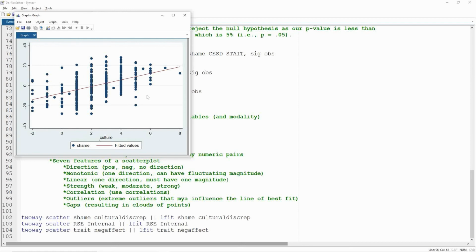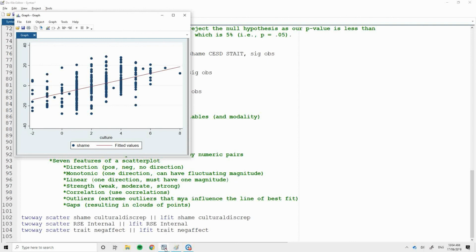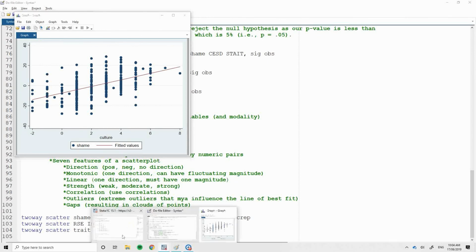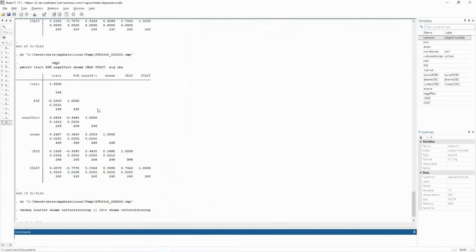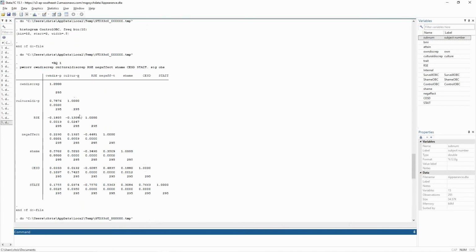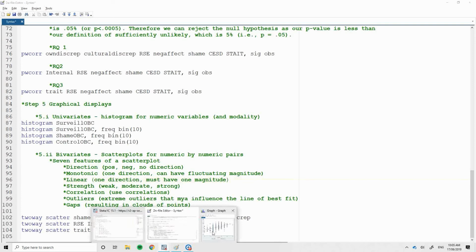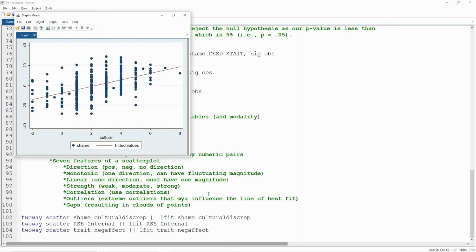We also want to talk about the correlation because that helps us to inform the strength. So if we go back to the relationship between shame and cultural discrepancy, we can see that it is in fact a moderate strength relationship. Okay, the next two things we're going to look at are outliers and gaps. There are no obvious outliers here.